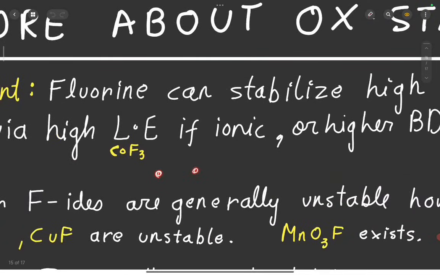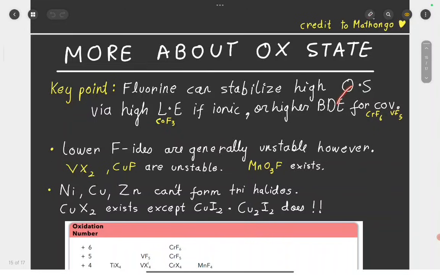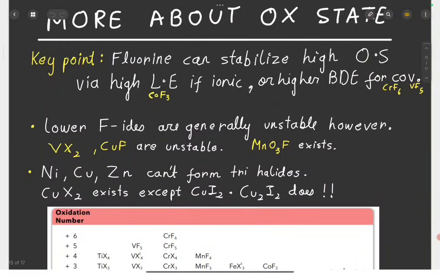And it's basically the same concept in ionic compounds. It has a lattice and it will be hard to break. So fluorine can stabilize high oxidation states, and high oxidation states tend to be more covalent. Now, contrary to this, lower fluorides are generally unstable.